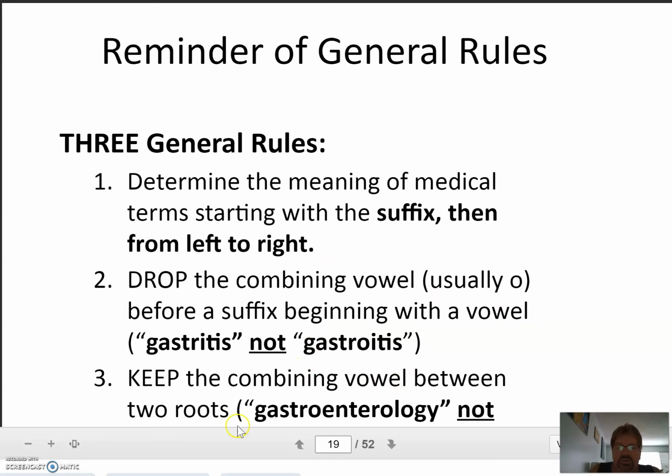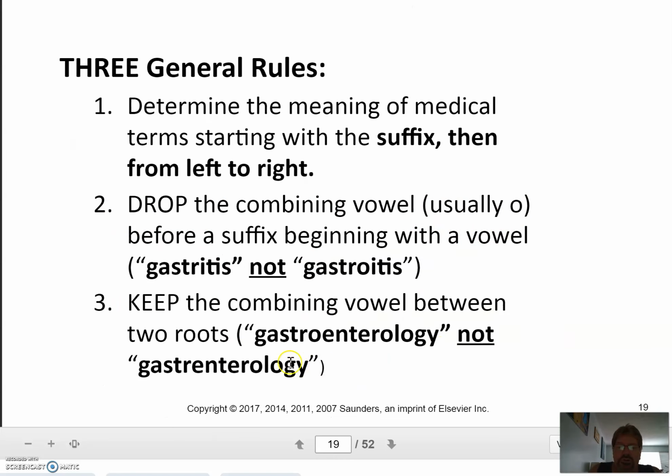Keep the combining vowel between two roots. Gastro is a root and entero is a root. That's why we keep the O here.